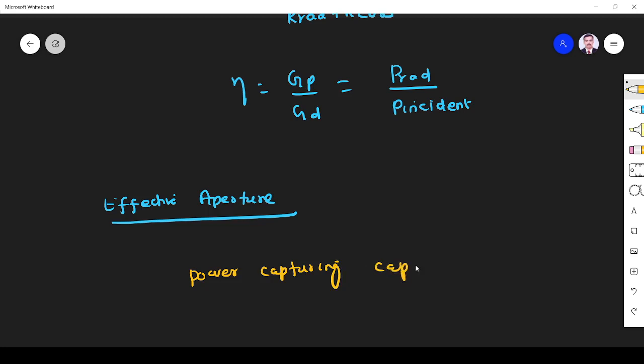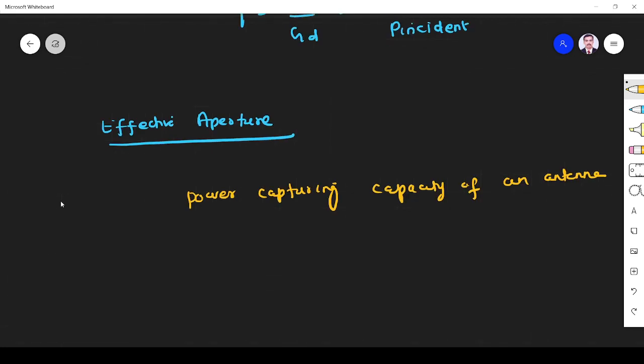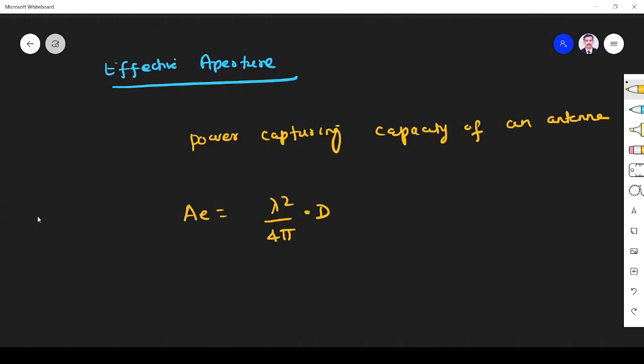Power capturing capacity of an antenna, that you call as effective aperture. Effective aperture is given by the symbol AE. AE is lambda squared by 4 pi into D. The other name for effective aperture is effective area.